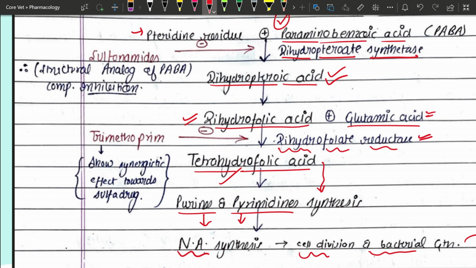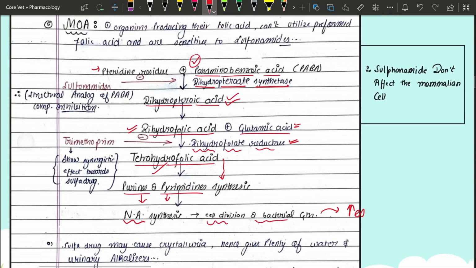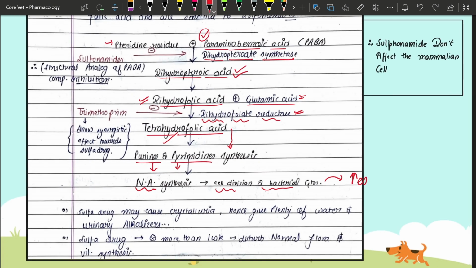But the trimethoprim is going to inhibit the enzyme. It is not replacing any compound, it is inhibiting the enzyme, while the sulfonamide is going to replace PABA, right? I hope this is clear. I will discuss the synergistic effect of sulfonamide and trimethoprim. Earlier I also discussed them in general chemotherapy. So that's how they inhibit folic acid synthesis.